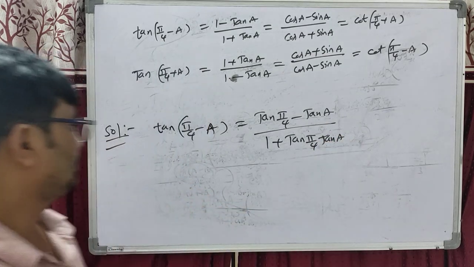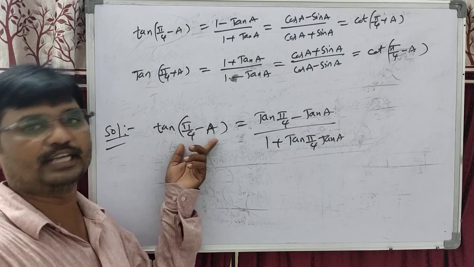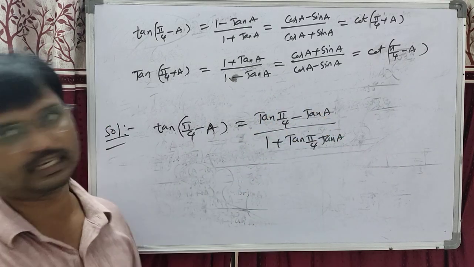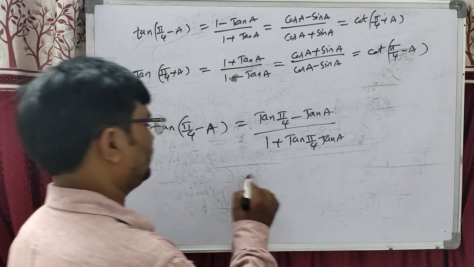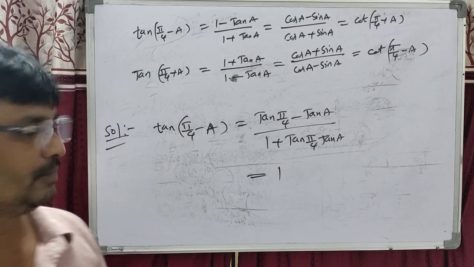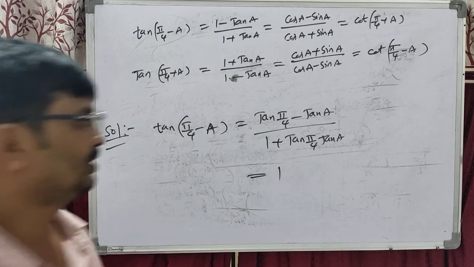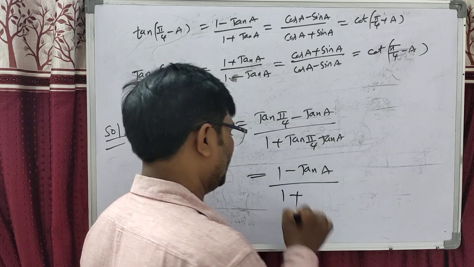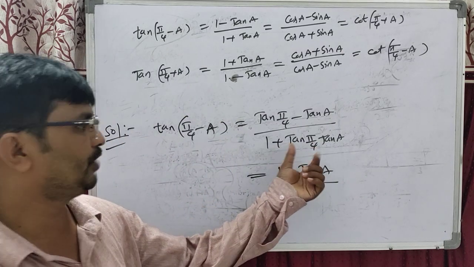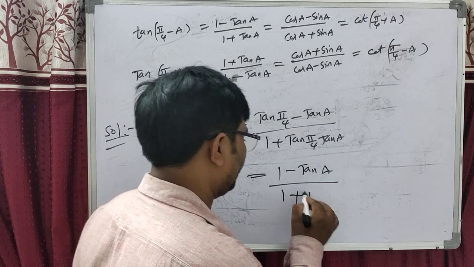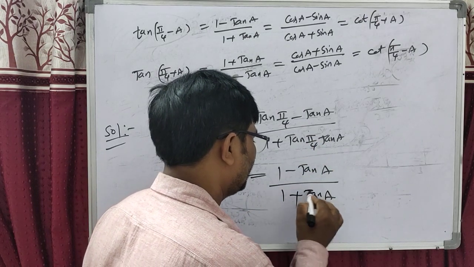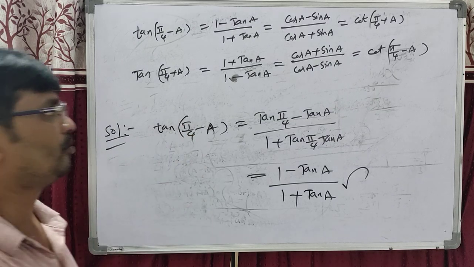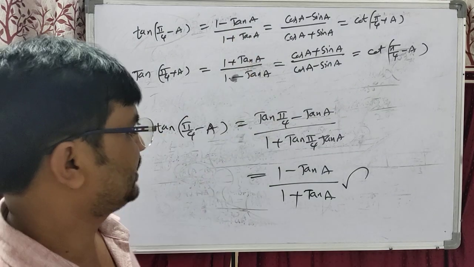How to write, students? You have to take tan of (a minus b): tan a minus tan b by 1 plus tan a tan b. The tan 45 is 1, students. So tan of (pi by 4 minus a) is 1 minus tan a upon 1 plus 1 into tan a. My dear students, the tan of pi by 4 minus a is 1 minus tan a by 1 plus tan a.